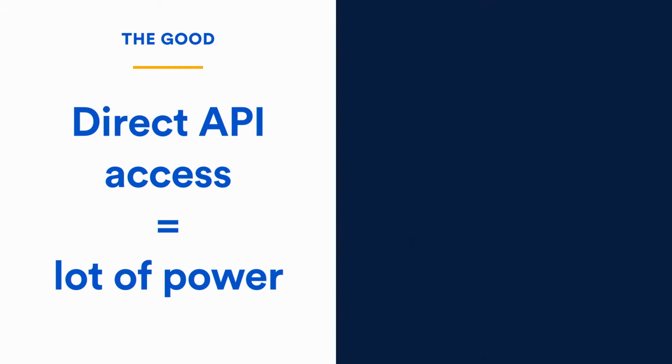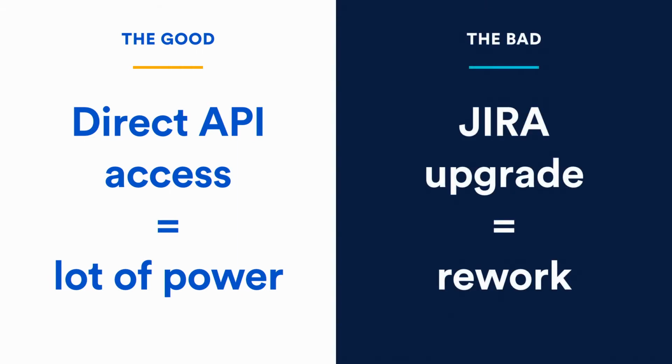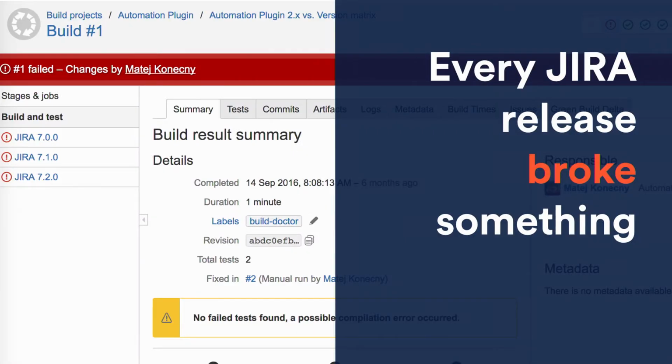But then JIRA 6 came out, and that meant an upgrade and some rework. I think JIRA 6 brought user keys instead of usernames, and we needed to go and refactor some parts of the add-on. The same thing happened with JIRA 6.1, and I think with the last major release, JIRA 7, this is how our Bamboo pipeline looked. Maybe you know it. There is a new version. Things change. So every major upgrade kind of broke things for us.